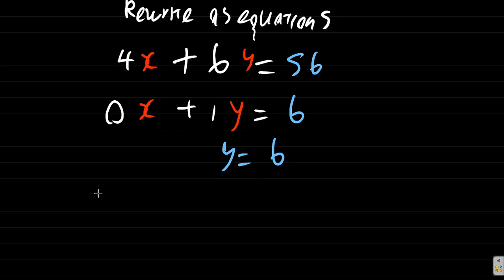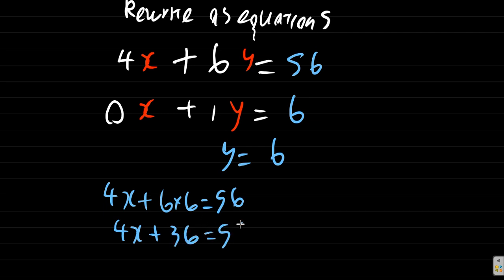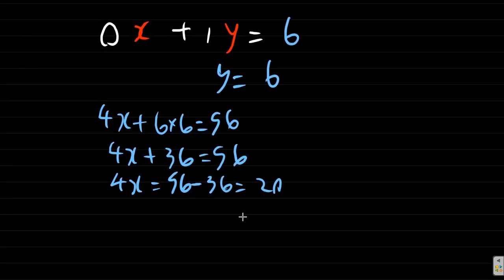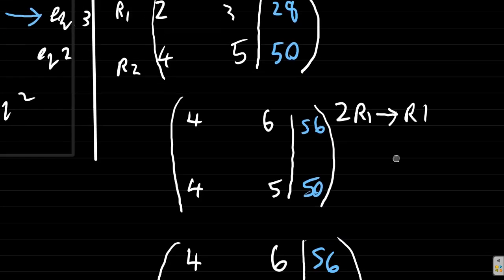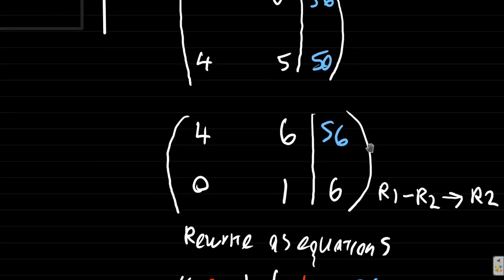Then you substitute here: 4x plus 6 times 6 equals 56. So 4x plus 36 equals 56. So 4x equals 56 minus 36 equals 20. So divide by 4 and you get x equals 5. Alright? So Gauss had come up with this method, and it's called the Gaussian elimination method.